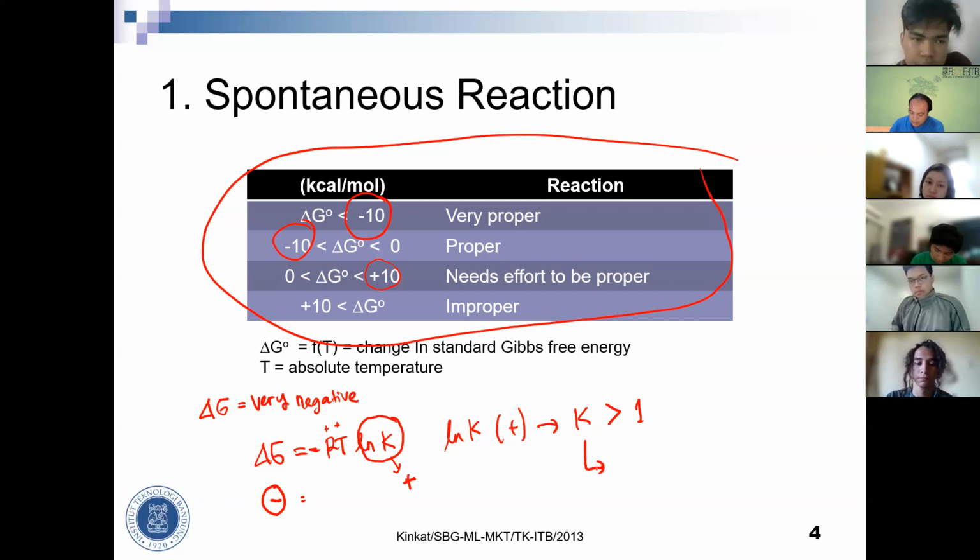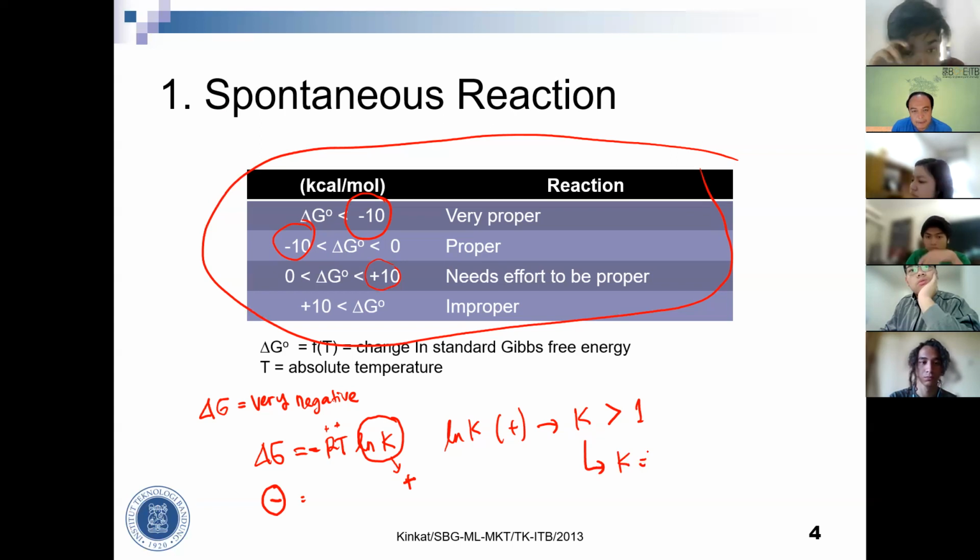And what is K? What is the equilibrium constant? Simply, what is it? Maybe in your high school or in your first-year courses, you learned about the equilibrium constant.